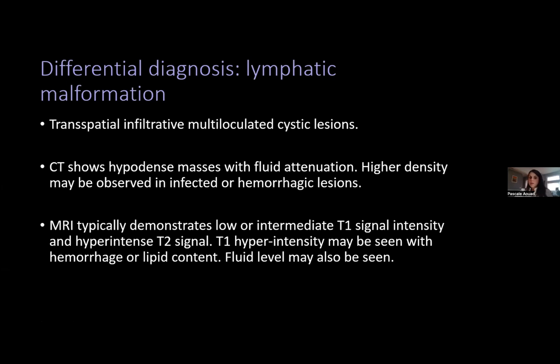Another differential diagnosis is a lymphatic malformation, which is a transspatial, infiltrative, multiloculated cystic lesion. On CT, it presents as a hypodense mass with fluid attenuation, but we can see higher density if it is infected or hemorrhagic. On MRI, it demonstrates low or intermediate T1 signal and hyperintense T2 signal, but we can see some T1 hyperintensity if there is hemorrhagic or lipid content, and we can even see fluid levels as well with hemorrhagic content.